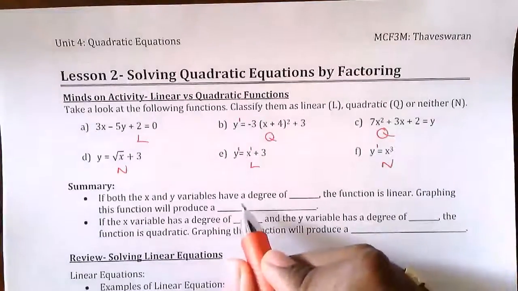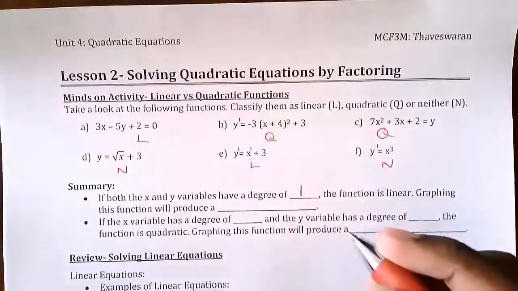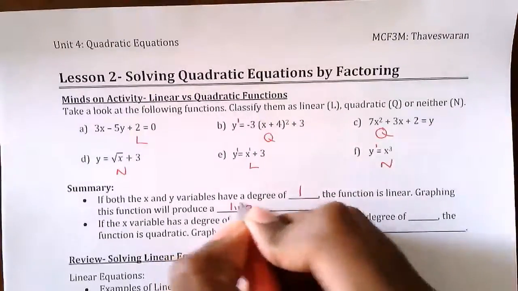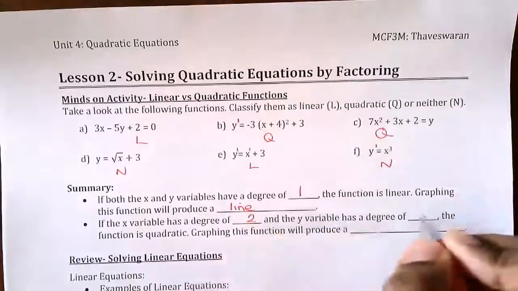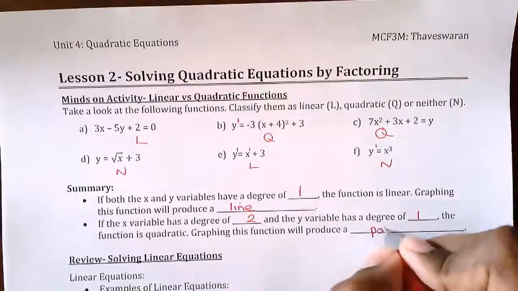If both the x and y variables have a degree of 1, the function is linear, and graphing this function will produce a line. On the other hand, if the x variable has a degree of 2 and the y variable has a degree of 1, the function is quadratic. Graphing this will produce a parabola.